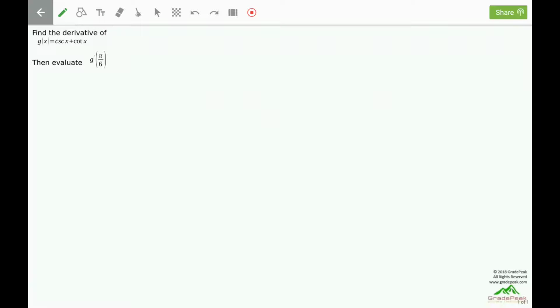Find the derivative of g of x equals cosecant x plus cotangent x, then evaluate g prime of pi over 6. G of x here is made up of two terms that are combined by addition, cosecant x plus cotangent x. We can therefore take the derivative of each term separately and add the results.